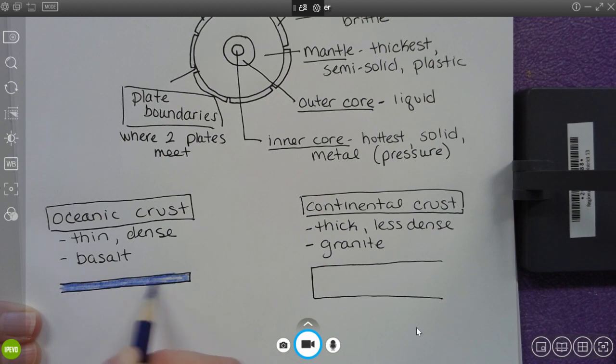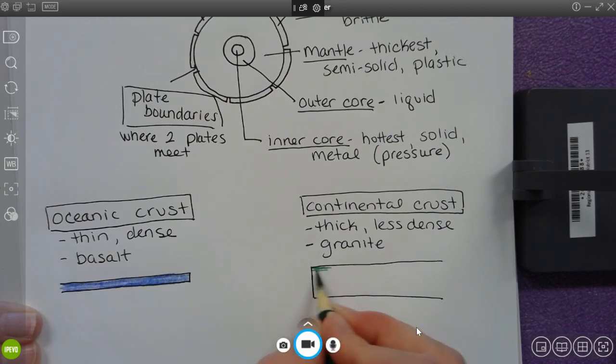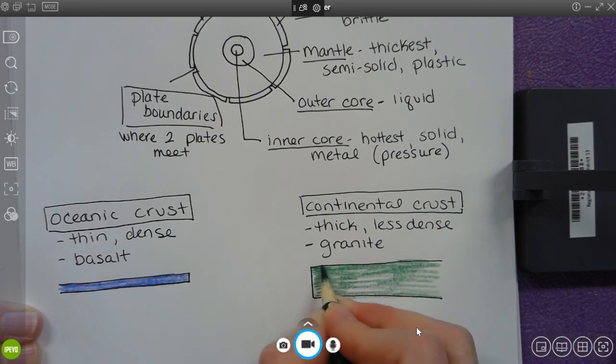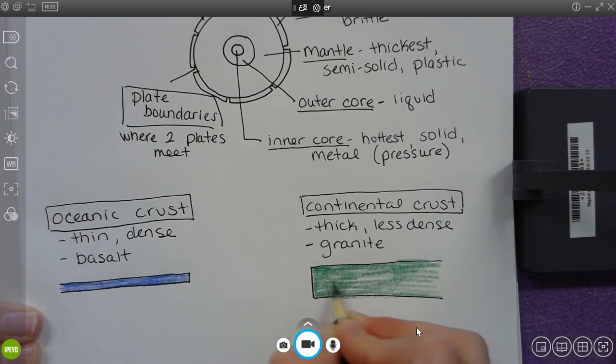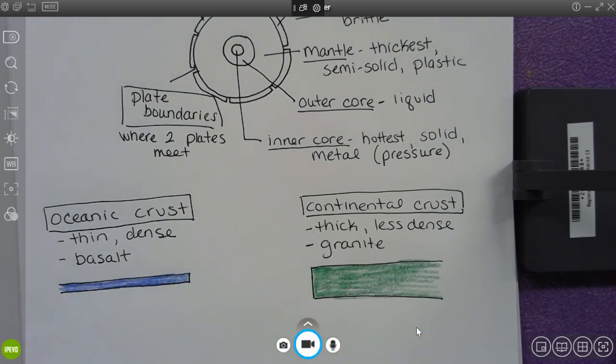You don't have to use blue. You can use whatever color you want. You just have to be consistent. I'm going to use green for my continental. So just so we can differentiate between them easily. Okay, so that's your key for your drawings to come.